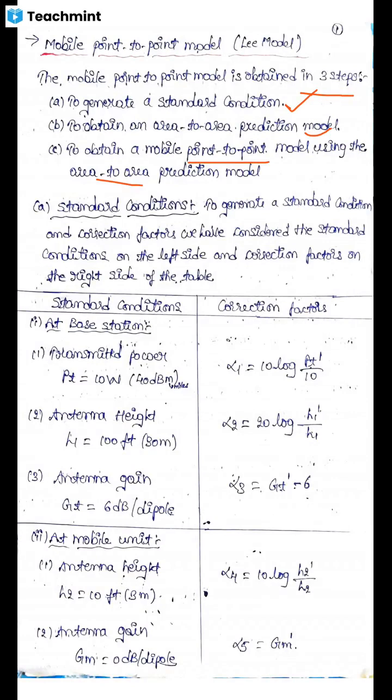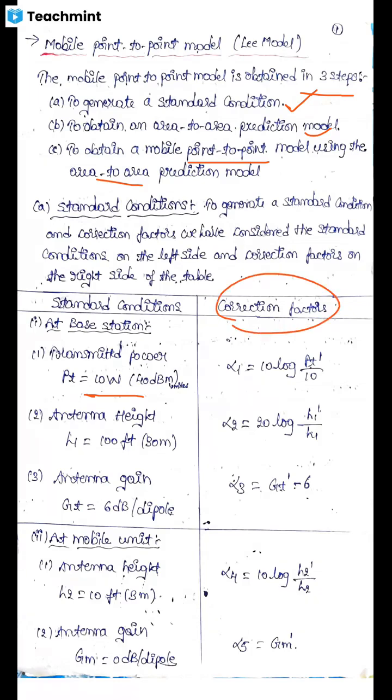Here, standard conditions means we will have standard conditions at the base station and also at the mobile unit. For example, at the base station, I am taking the standard condition that the transmitted power at the base station is 10 watts. It is the standard value I have taken. Now if I want to increase or decrease the transmitted power at the base station, then I will use the correction factor.